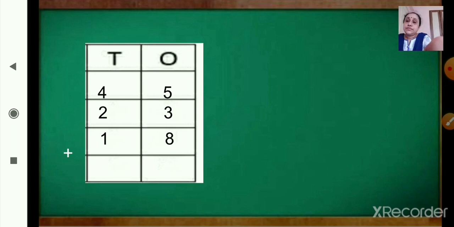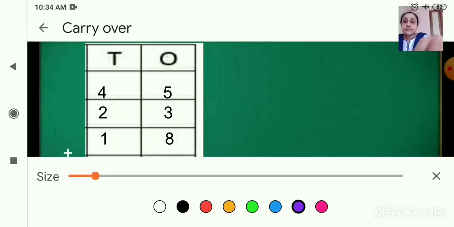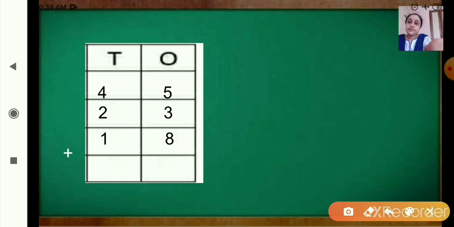Now see the numbers. It is written tens, ones. So you have to add these three numbers: 45 plus 23 plus 18. Now together we will add. Now you try how to do this sum. Start from the ones place. We will first add these three numbers: 5 plus 3 plus 8. So 5 plus 3, how much are you getting? We are getting 8. Okay, rough work you can also do or keep in your mind.